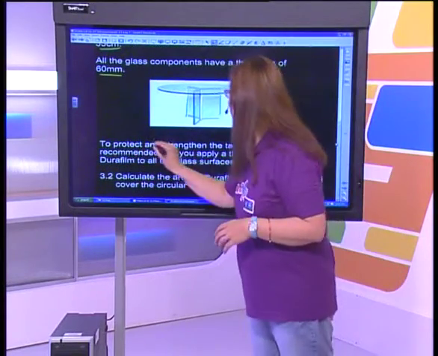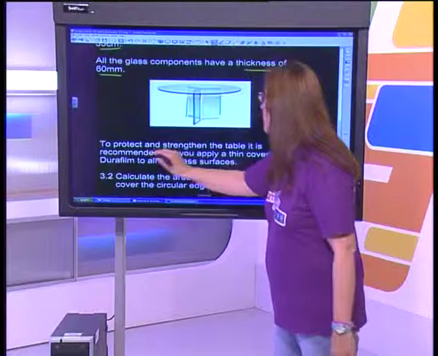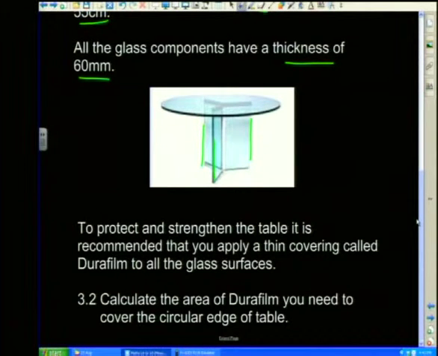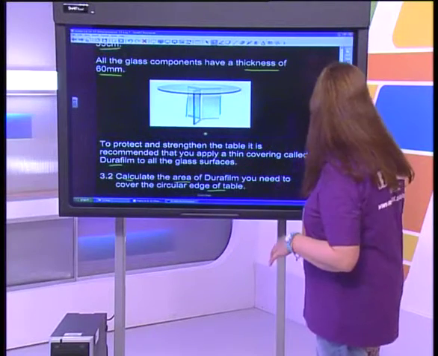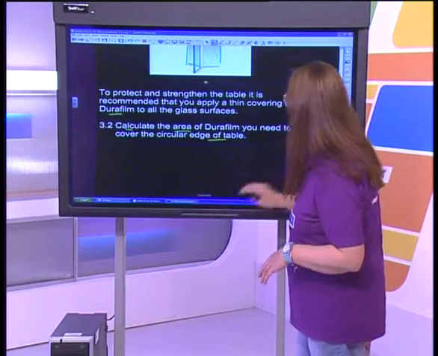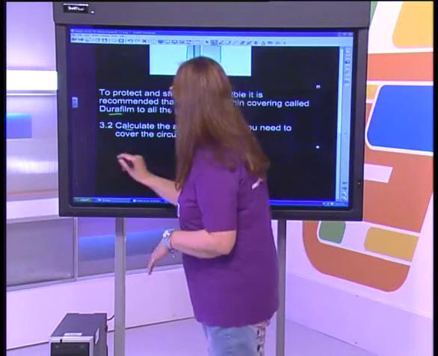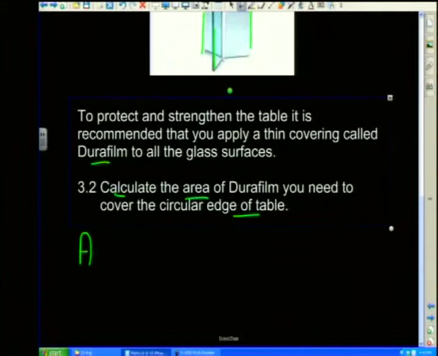Right. To protect this and strengthen the table, it is recommended that you apply a thin covering called Juror film to the glass surface. So we need to calculate the area of the Juror film that you need to cover the circular top of the table. In this particular question, we haven't been given the formulas, so I'm going to give the formula. Area of a circle is pi times radius squared.